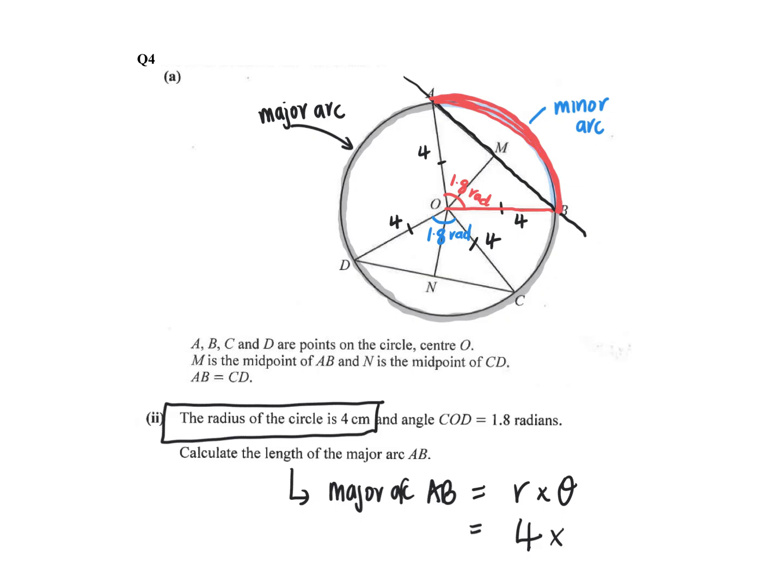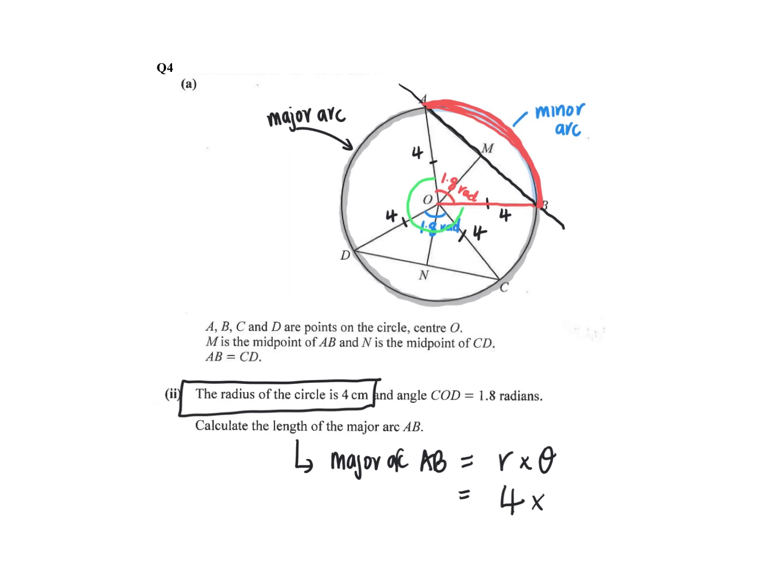So how do I find the black one? What is my theta? What is the theta externally? This one? 2 pi, more than that. 2 pi is the whole circle. 2 pi minus 1.8.